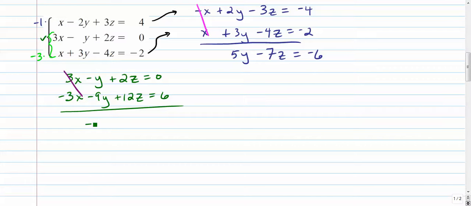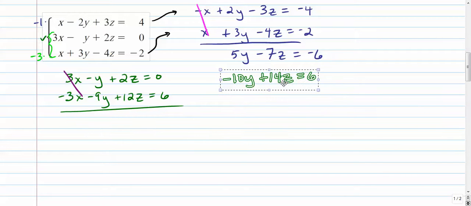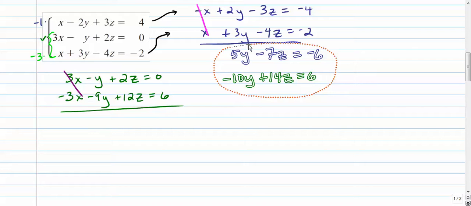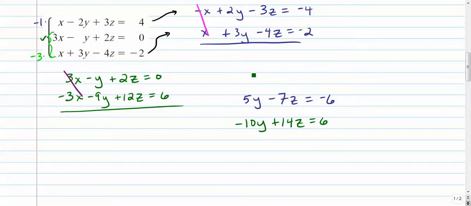Negative 10y plus 14z equals 6. Let's bring them together. Something like that. And we're going to now take these two, maybe I'll kind of move them together. Just get them off to the side so it's a little easier to see. Now we'll kind of take those two and try to solve them. So we have y's and z's, two equations, two unknowns. Alright, so here we go.